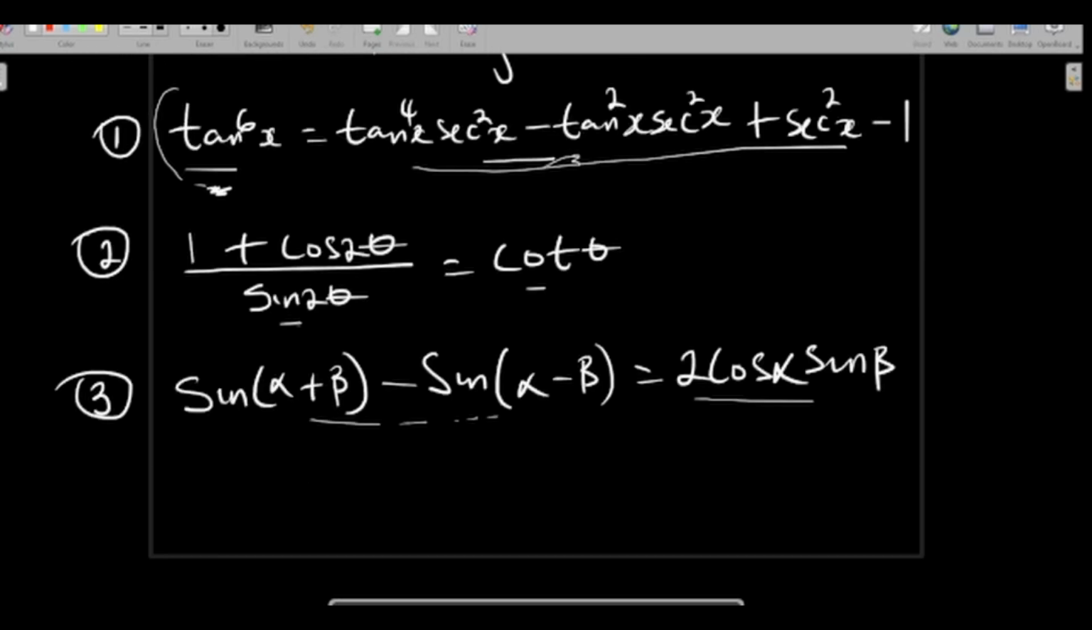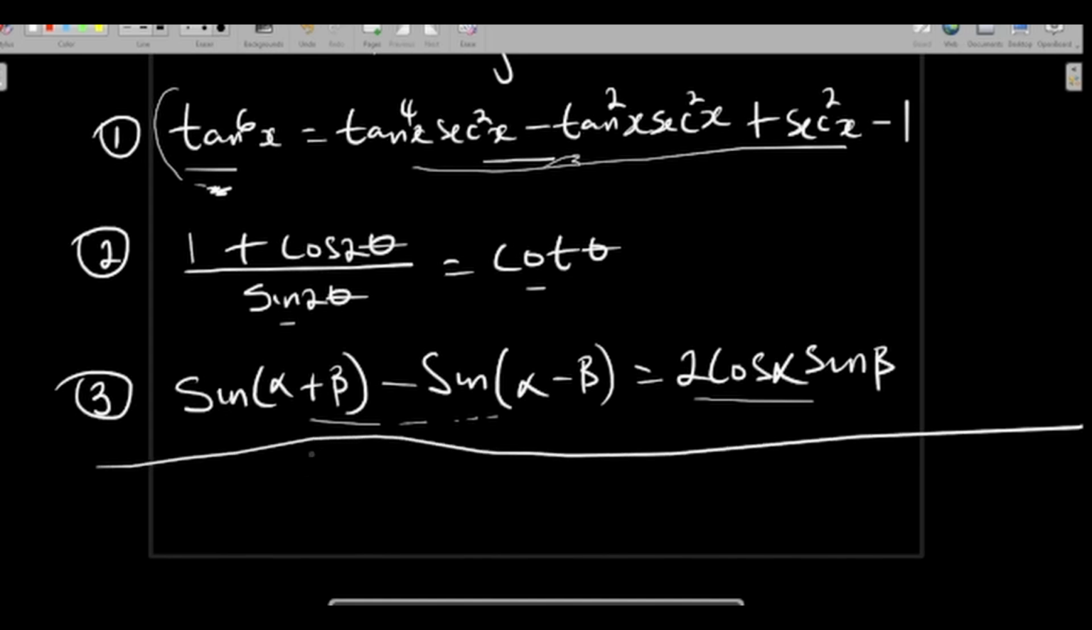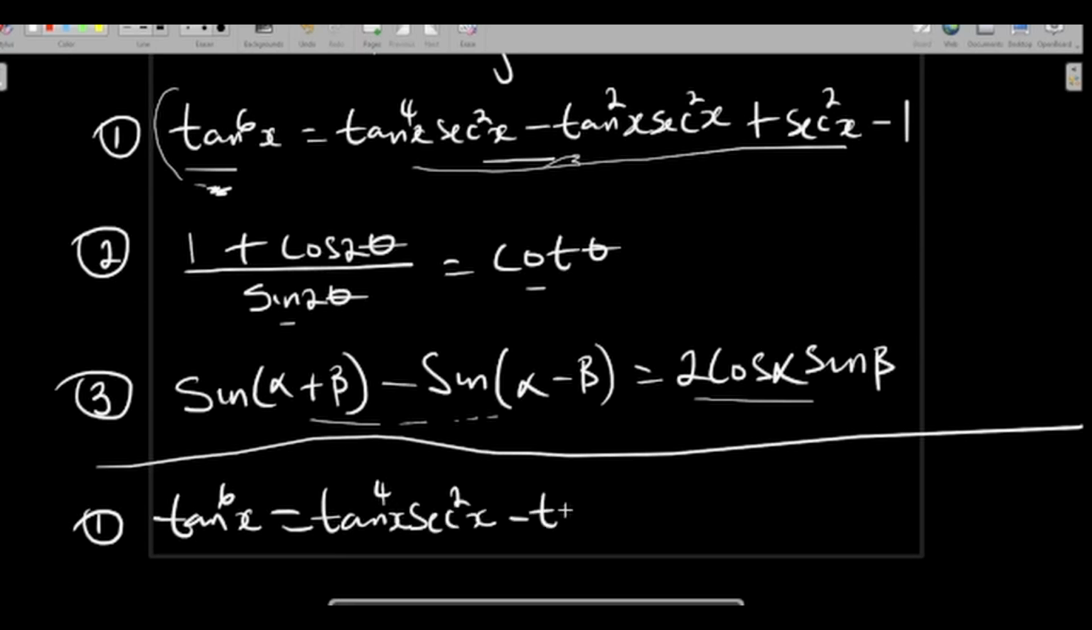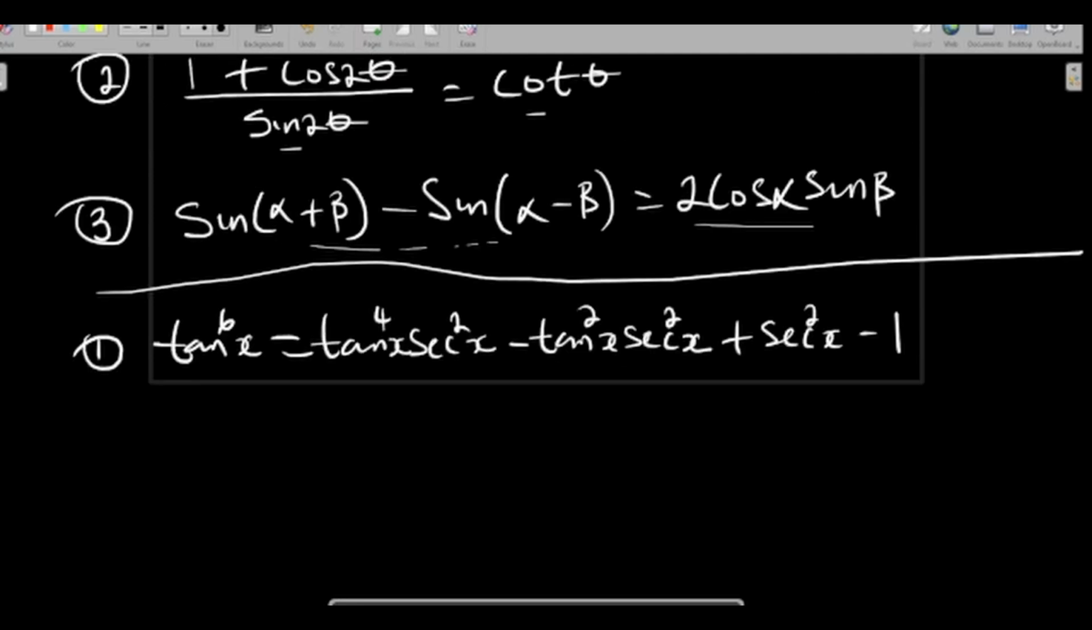So the first one that we have here, I'm going to draw a line. Okay. So the first question, this is our number one. I'm going to copy it down. So this question is tan to the power of 6 multiplied by x is equal to tan to the power of 4x. And we have attached to it secant squared x minus tan squared x secant squared x plus secant squared x minus 1. How do we solve this one right now?